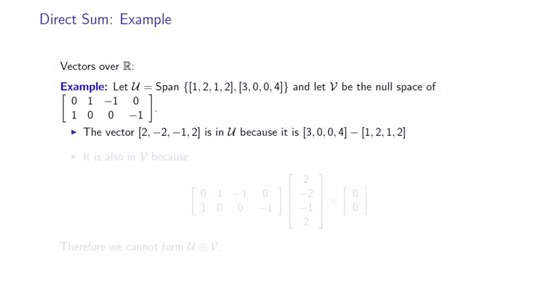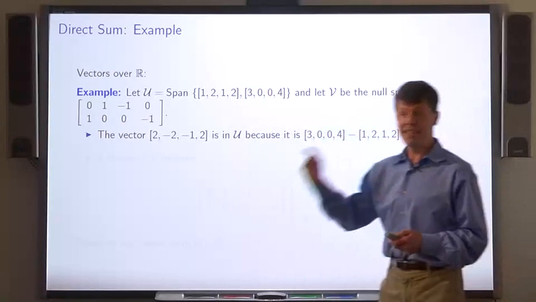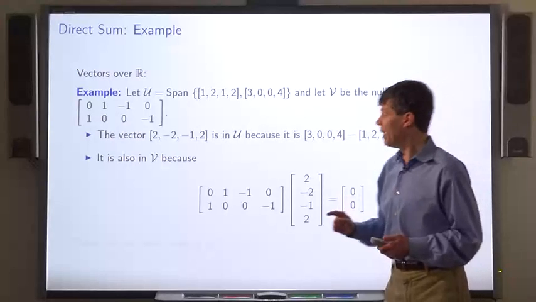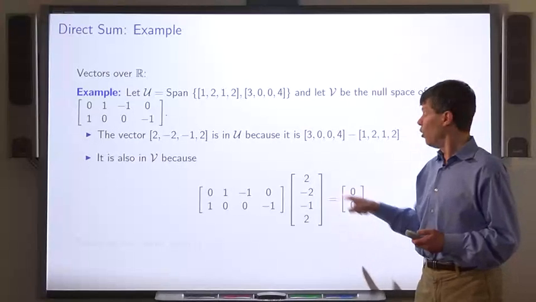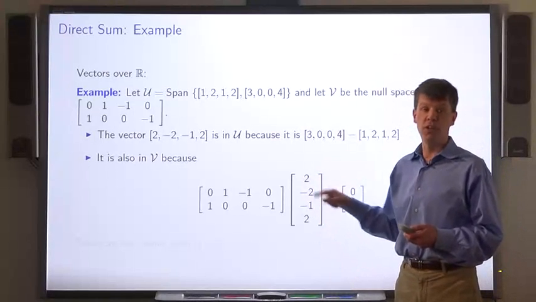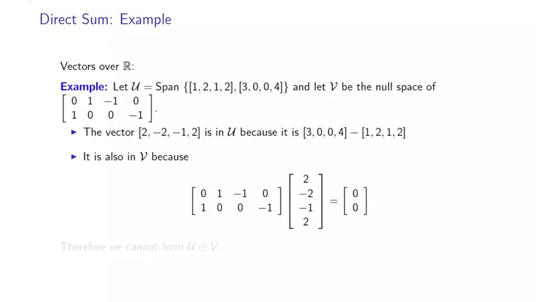Well, the vector (2, -2, -1, 2) is in big U. It can be written as a linear combination of these two vectors. In particular, it's this one minus this one. That same vector is also in big V, because if you multiply the matrix by that vector, you get the zero vector, which shows that this vector belongs to the null space of the matrix. There's a non-zero vector in both big U and big V. Therefore, we're not allowed to form the direct sum of U and V.